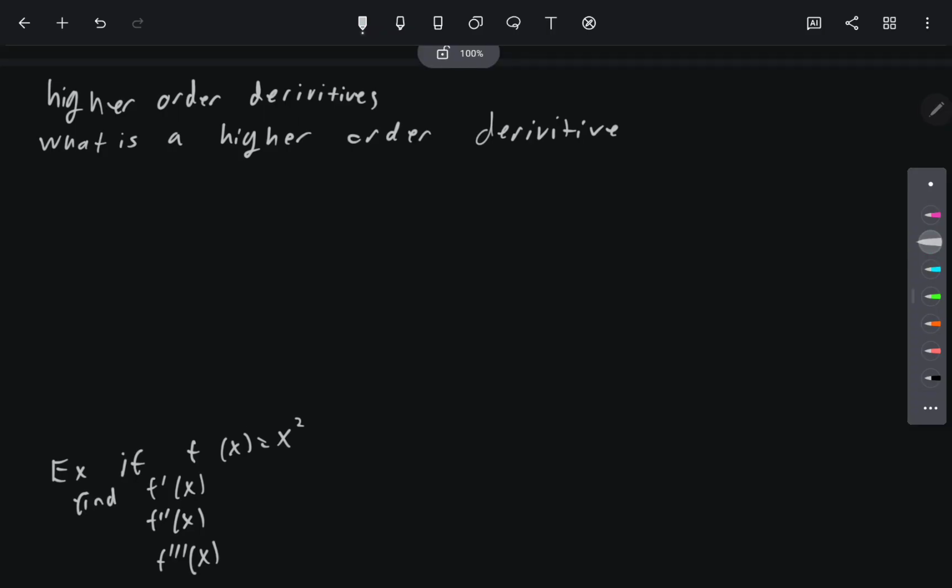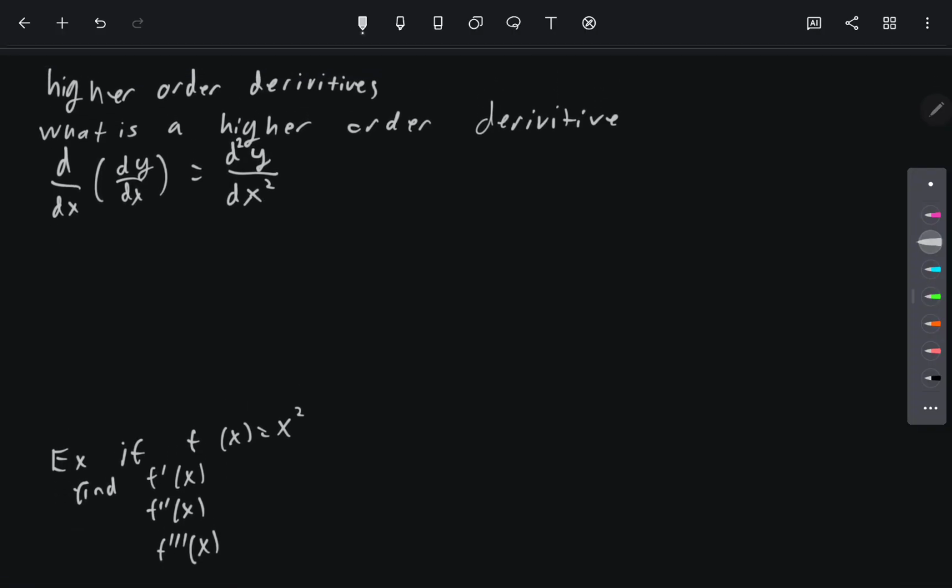So, what is a higher order derivative? Well, we just take d over dx of dy dx. It's the derivative of the derivative function. And what do we call this? We call this d squared y over dx squared. So this is the second derivative of y with respect to x.